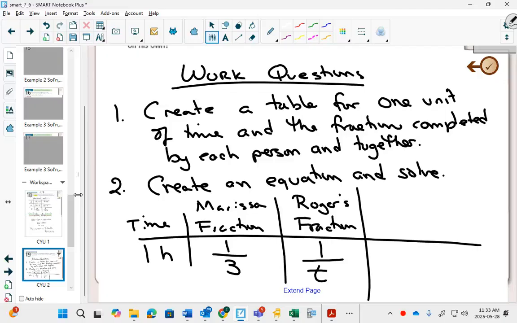Now, how much do they get done together? So this will be our together fraction. How much do they get done in 1 hour? The whole thing, right? 1/1. You could just write a 1, but they get the whole thing done in 1 hour.